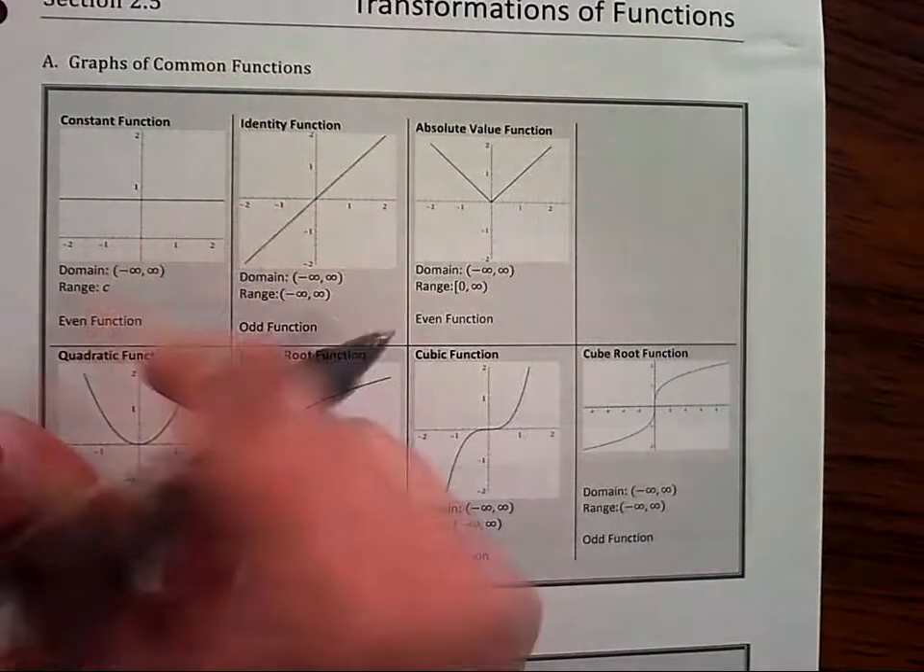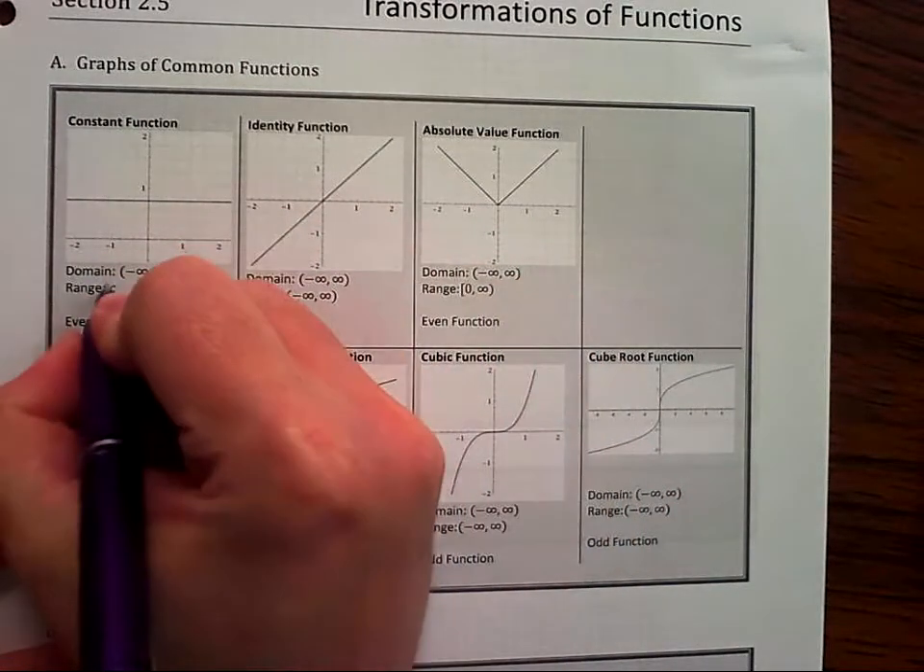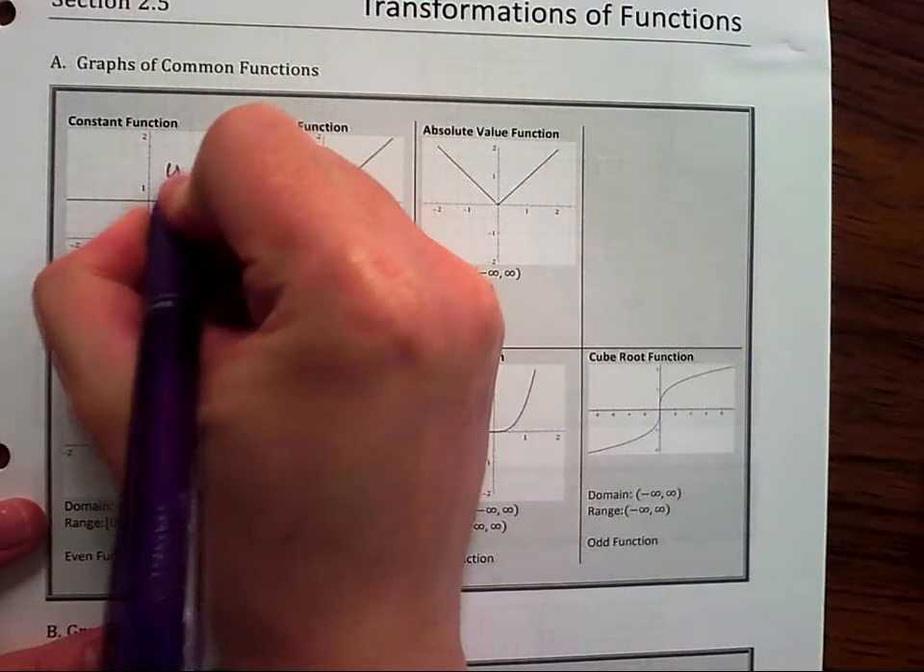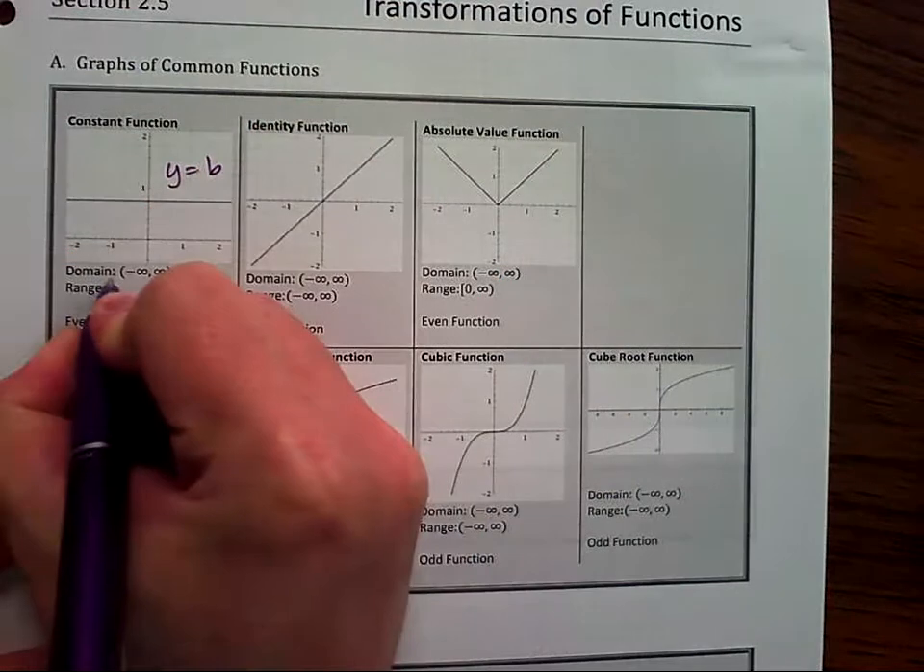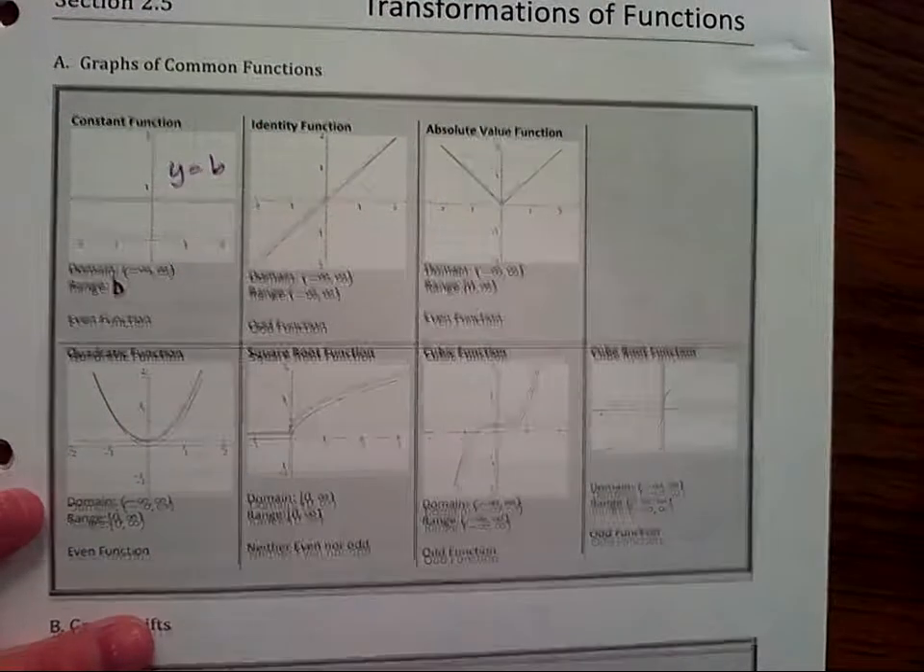Y equals, in this case, y equals c, right? Or we could call it b if we want to call this the y-intercept, if we want to be consistent with what we did previously. Y equals b, it's a horizontal line, right?